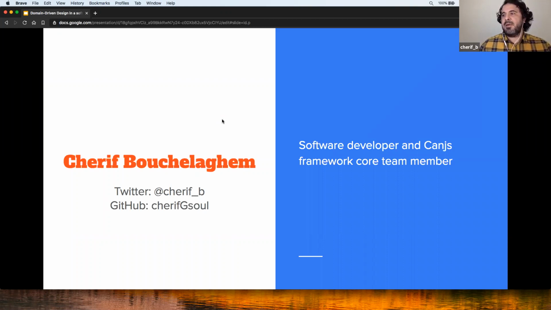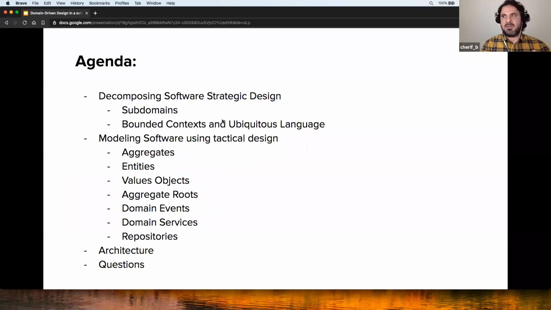I'm doing consultancy here in Algeria for backend development and domain-driven design things, mostly for legacy applications. Most of the work that I do is with PHP. The agenda is about decomposing software with strategic design, where I talk about subdomains, bounded context, and ubiquitous language. The second part will be modeling software using tactical design with aggregates, entities, value objects, and aggregate roots. This will be short and quick.